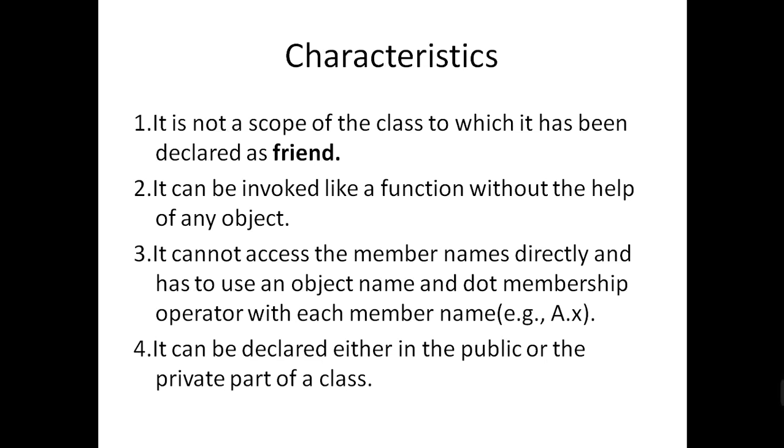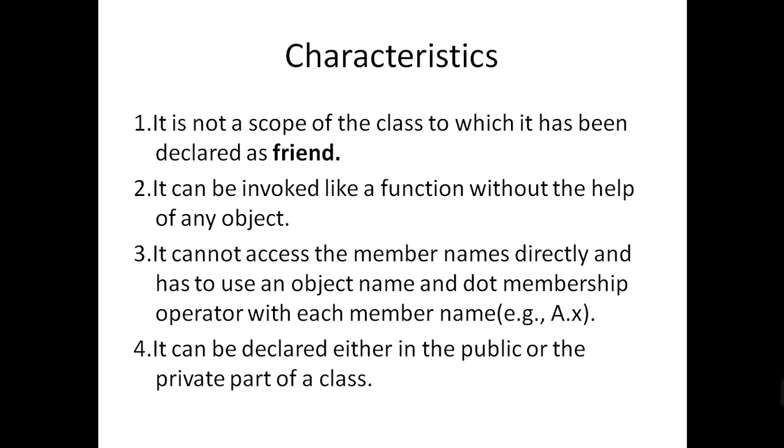A friend function can be invoked like a normal function without the help of any object. Whereas a normal function is invoked with the help of arguments or objects, the friend function can be invoked without the help of any objects.